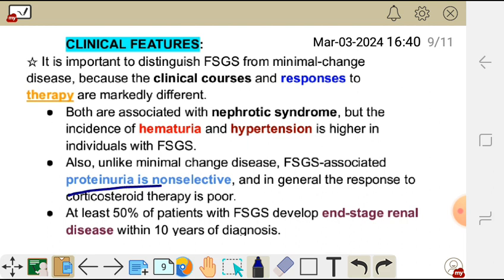We also have non-selective proteinuria, so the proteins which are lost are not albumin only, but we also have other proteins. That's why it is called non-selective. And 50% of patients with this condition would develop end-stage renal disease within 10 years of diagnosis. So within an estimate of 10 years, the result of focal segmental glomerulosclerosis will be end-stage renal disease, where we are going to have renal failure.